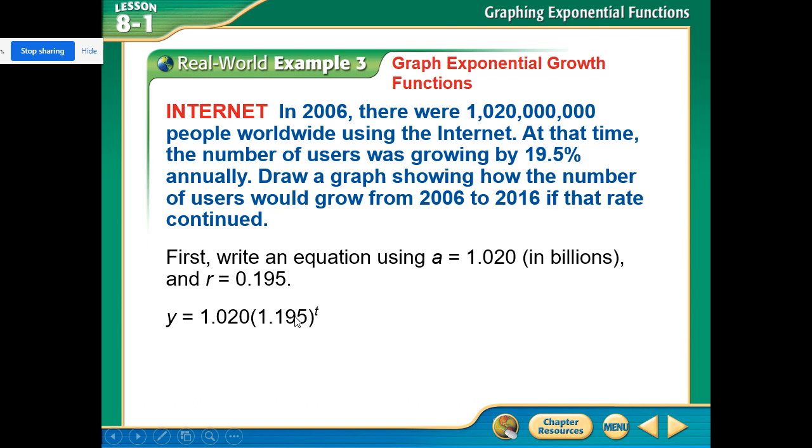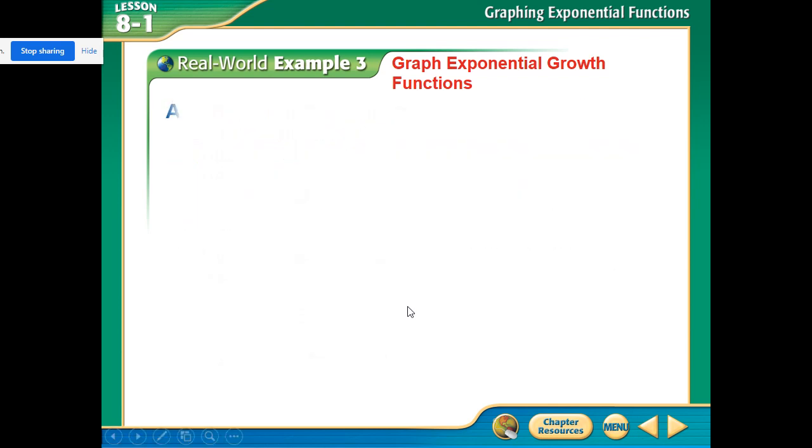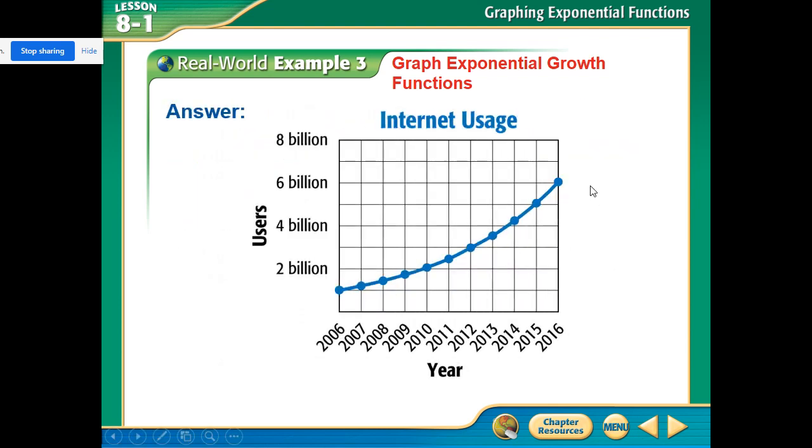So 1.195 raised to the t. So the original value goes on the outside and the rate goes inside with the 1. So 1 plus, or 1 minus if it's a decay, which we'll talk about in a little bit. Then we can graph that. You can go ahead and use your calculator to see this if you'd like to. You'd have to zoom out quite a bit. I'm not too worried about this graph here.